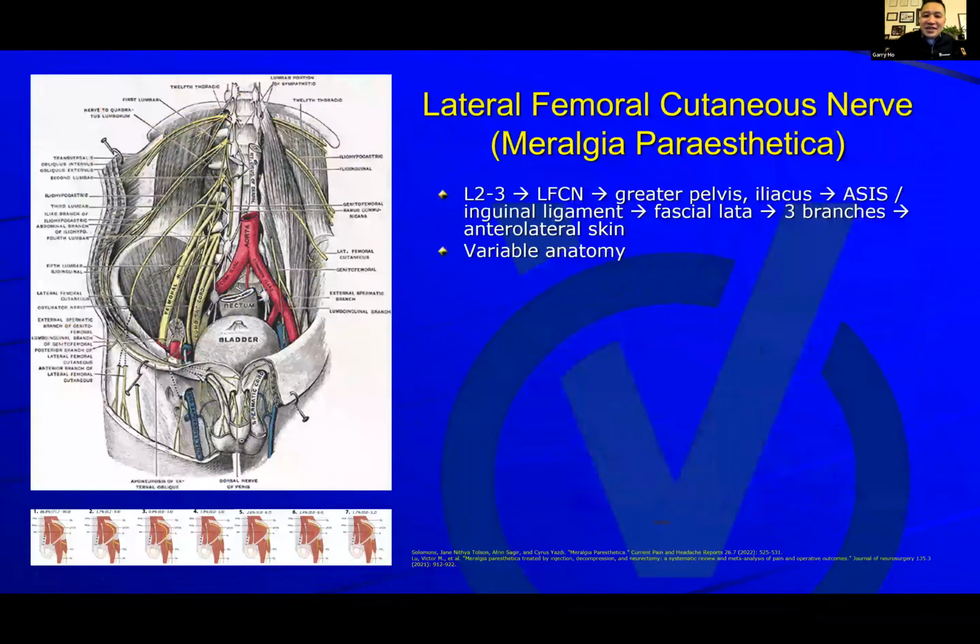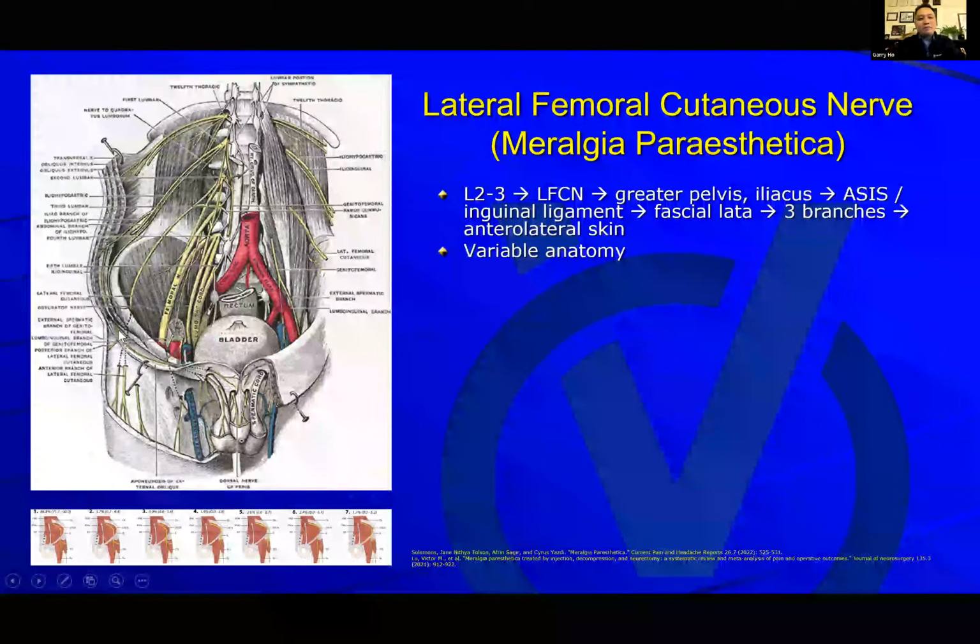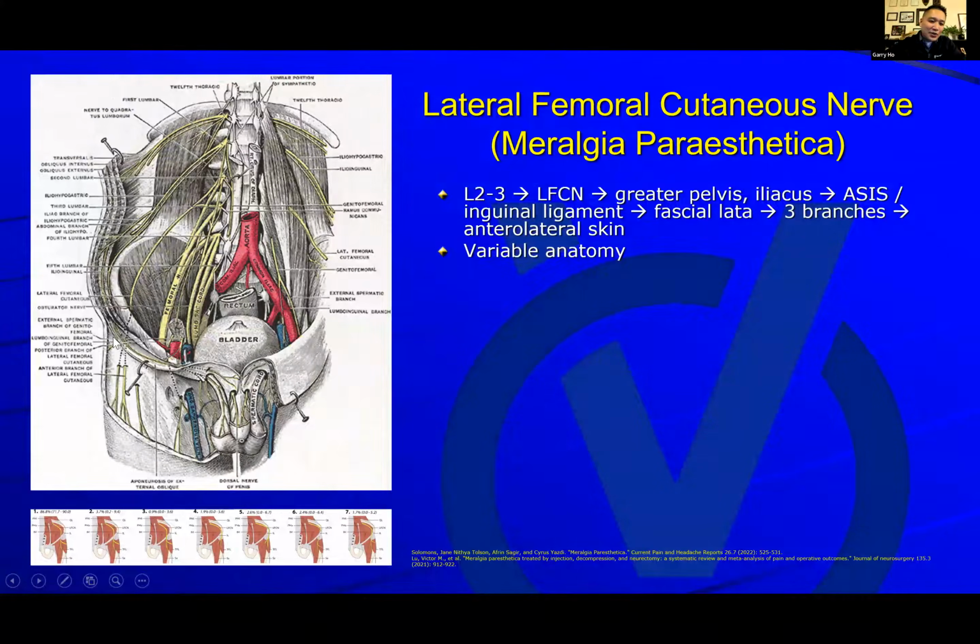Okay, the lateral femoral cutaneous is a very popular nerve that I get asked to lecture on and talk about. And it comes from L2, 3, 4, okay? It leaves the psoas major and then makes a beeline straight to the ASIS as it hugs the outer aspect of the pelvis, sitting on top of the iliacus muscle. When it approaches the ASIS and inguinal ligament, it normally exits the pelvis by going under the inguinal ligament.